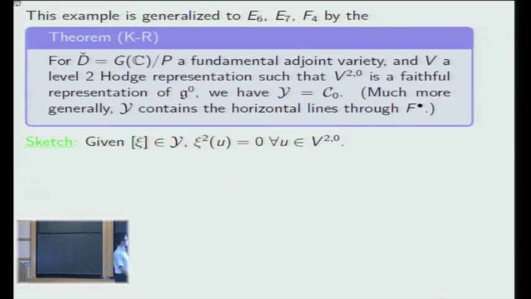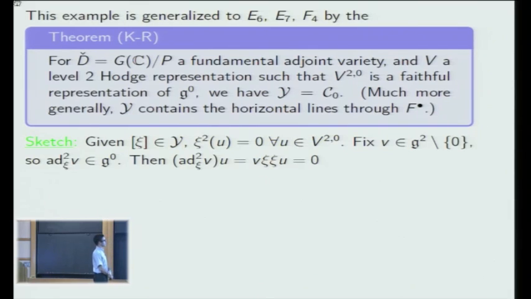So this, on the surface of it, if I just sketch it, it's 3 lines. So if I start with a direction xi in Y, then by definition that just means that xi squared acting on u is 0 for every u in V20. So now fix an element in G2, which is one-dimensional, which is not 0. So ad squared of xi acting on v is in G0. So that moved twice to the left from G2 to G0.